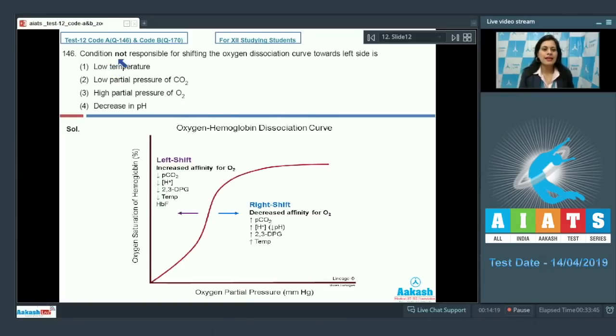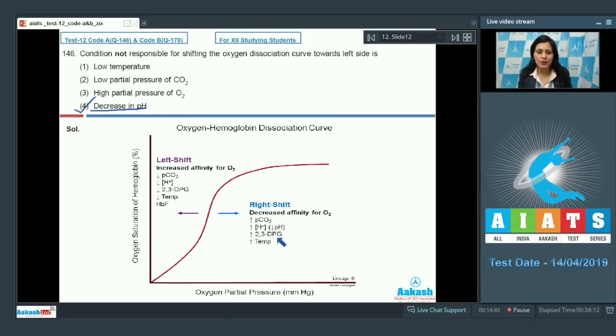Question number 146. Condition not responsible for shifting the oxygen dissociation curve towards left side is. And the options are low temperature, low partial pressure of carbon dioxide, high partial pressure of oxygen, and decrease in pH. And the correct answer to this question is option number 4, decrease in pH.